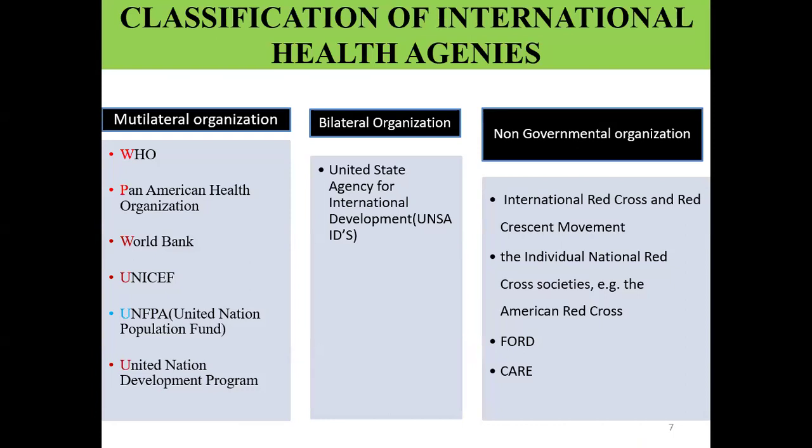Classification of the international health agencies. We have multilateral organizations like WHO, Pan American Health Organization, World Bank, UNICEF, UNFPA, and United Nations Development Program. In bilateral, we have the United States Agency for International Development, and non-government organizations include the International Red Cross and Red Crescent Movement, individual national Red Cross societies, food and CARE.